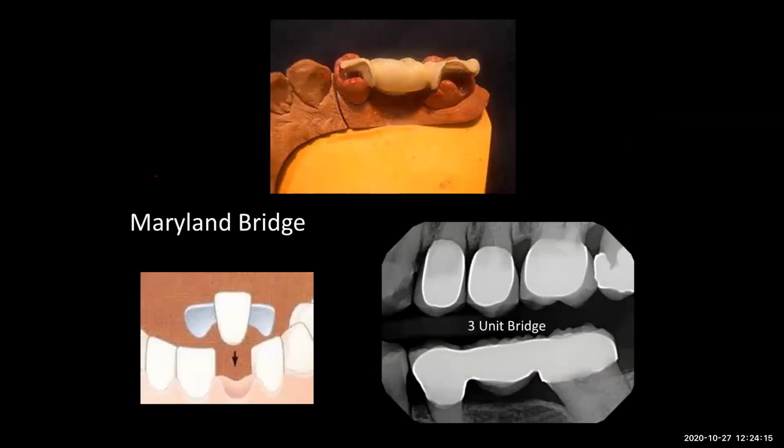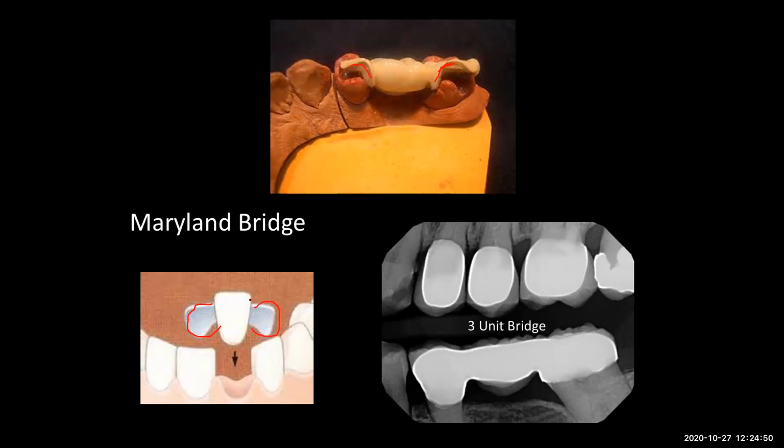A Maryland bridge used to be very popular, and then it's not, and now it is again. So what a Maryland bridge is a very conservative bridge, and guess where it was designed? At the University of Maryland, duh, right? But you can see that they have these little wings here, and these wings are like little flaps, so that on the lingual of the tooth beside it, you have these flaps that are bonded to the tooth.